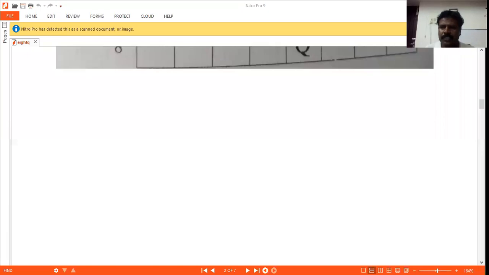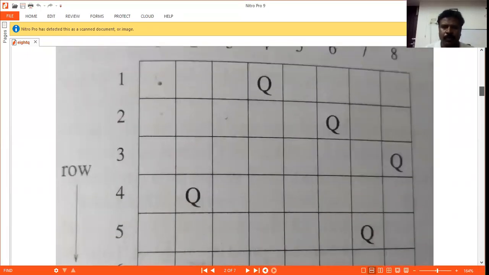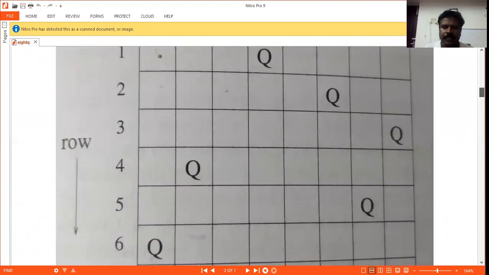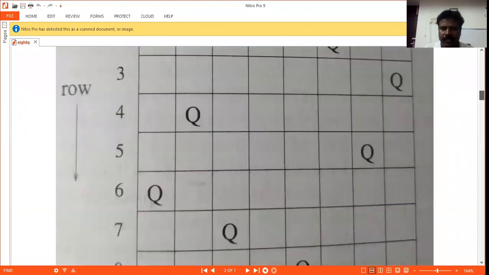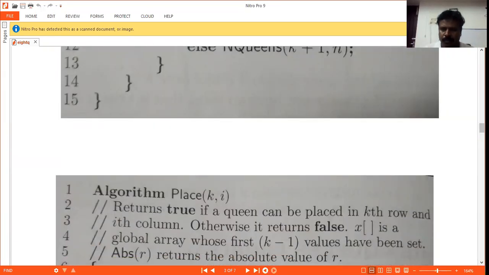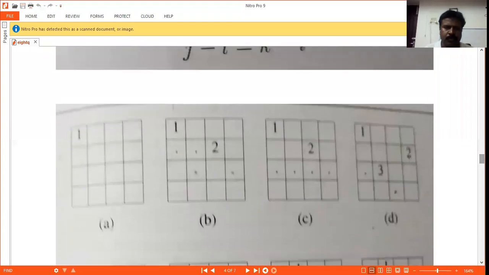Now another example: consider the 8 queen problem. What is the 8 queen problem actually? Here we have an 8x8 chessboard, right? It is very easy with 4x4. Now we'll see that example. We take a 4x4 chessboard. In that 4x4 chessboard, you have to place 4 queens without attack.